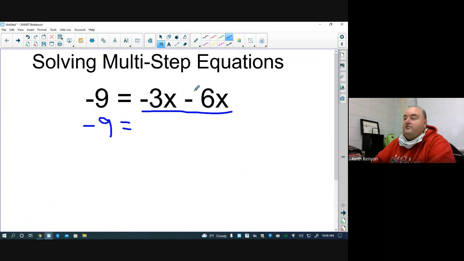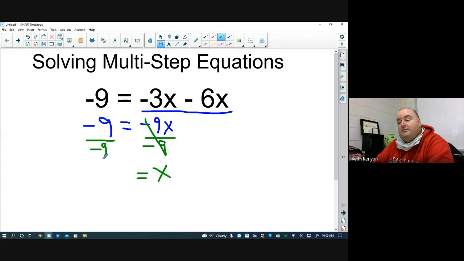So -3x minus 6x would be -9x. So I just combine those together, and then I'm left with -9 equals -9x. In order to get x by itself, I'm going to divide both sides by -9, and I'll get x all by itself, like this. The -9s will cancel and leave me with just x on the right-hand side. And then -9 divided by -9 is +1. So for this problem, x should equal 1.